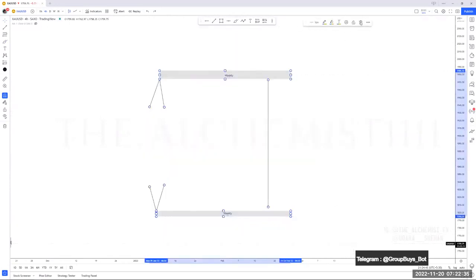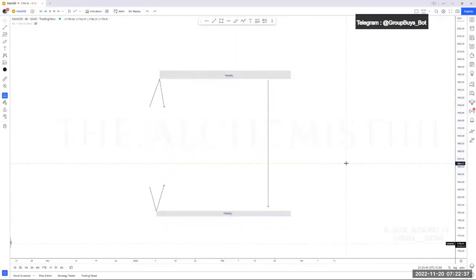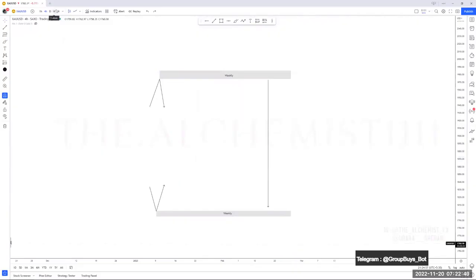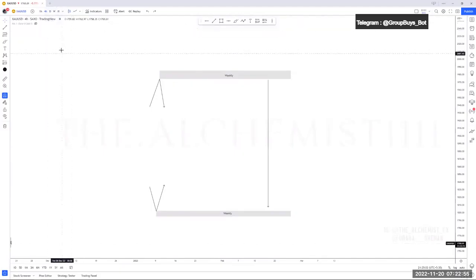We have one question regarding the storyline. Is it correct that you only use the monthly, weekly, and daily for the storyline, and never the H4 or H1? No, never use those, because the monthly, weekly, and daily are the time frames that we use for direction. So these are the three time frames that you must use to identify your storyline.